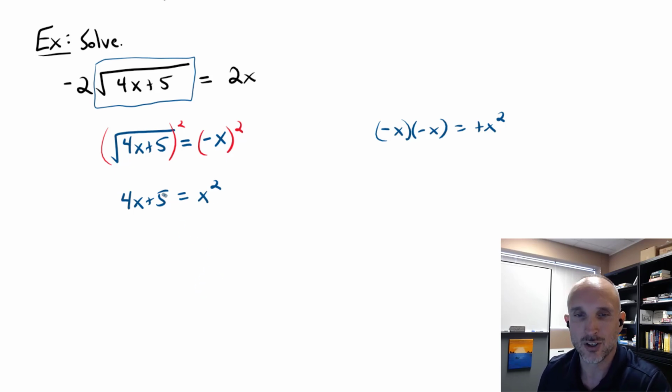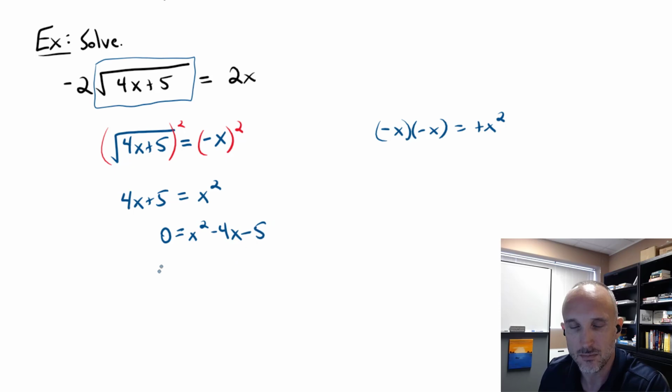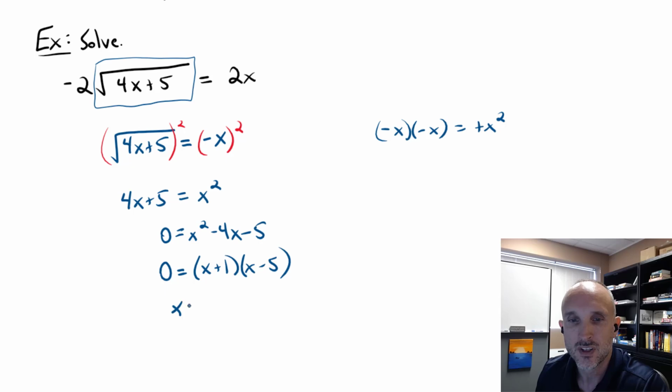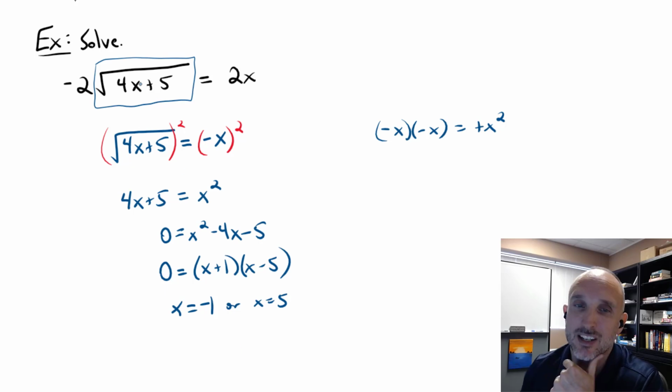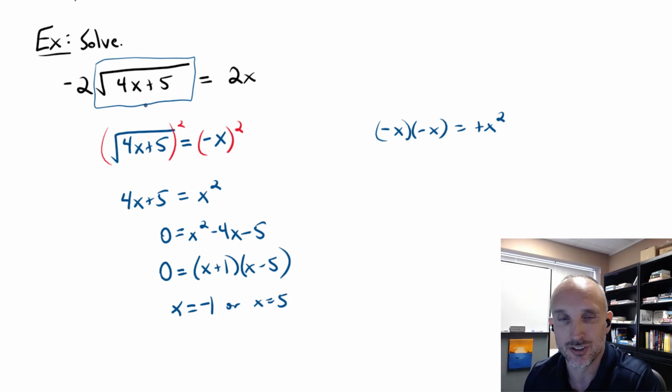And again, we have a quadratic equation, so I need to get all my terms on one side. So I'm going to move everything to the right, giving me x squared minus 4x minus 5. And again, this factors nicely as x plus 1 times x minus 5. So x could be negative 1 to make x plus 1 zero, or x could be positive 5 to make x minus 5 zero. And because this is a square root, I need to check my answers again.